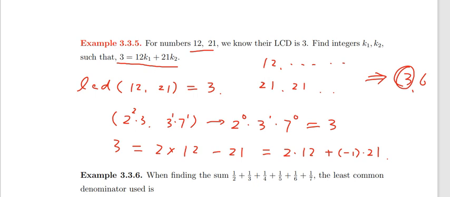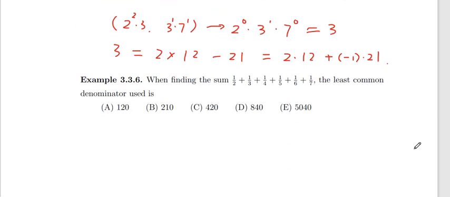If we're talking about paying money, suppose I have a $12 bill, you have a $21 bill, so I can make $3. I just give you 2 of the $12 bills, then you give me back $21, right? Okay. So for such a problem, this is easy.